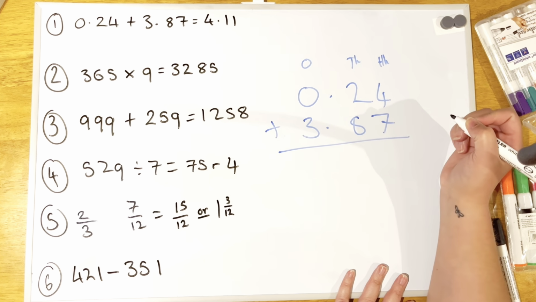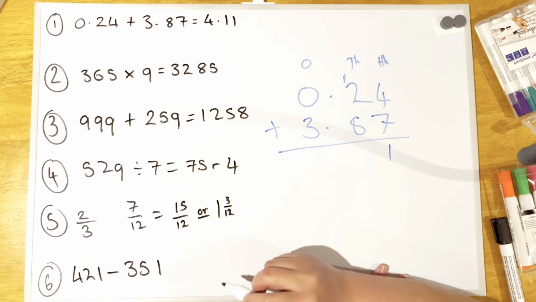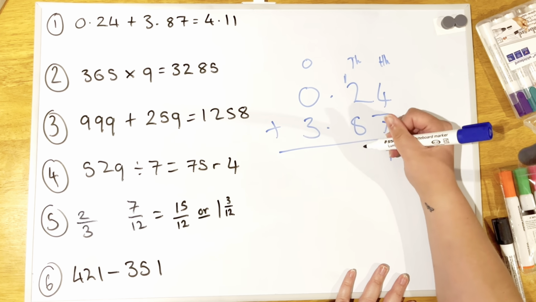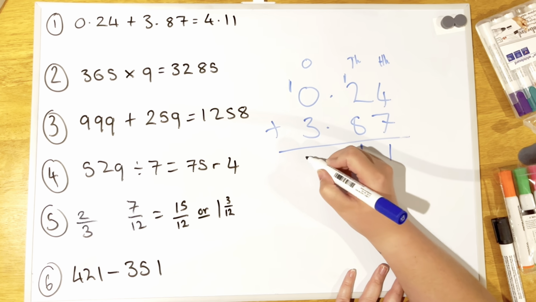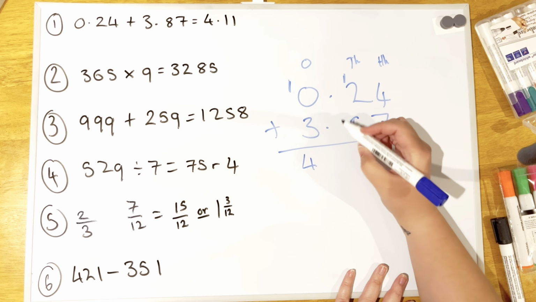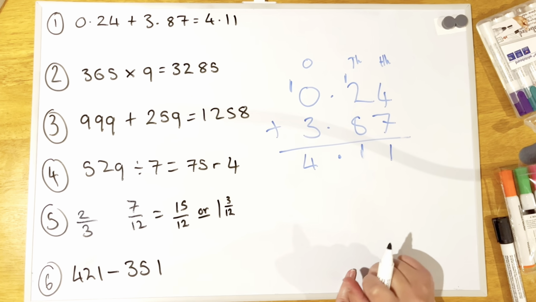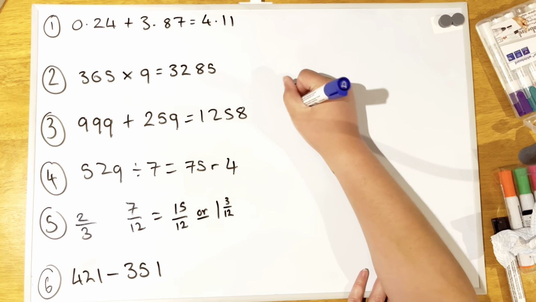So 7 plus 4 is 11. Place our 1, carry our 10 over. 8 plus 2 is 10, plus another 1 is 11. Carry our 1 over. 3 plus 1 is 4. Placing our decimal point in exactly the same spot. Our answer is 4.11. Okay, so number 2, I've got a multiplication, so I'm going to do short multiplication.